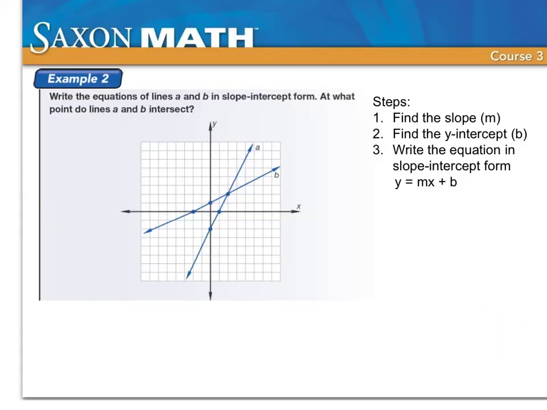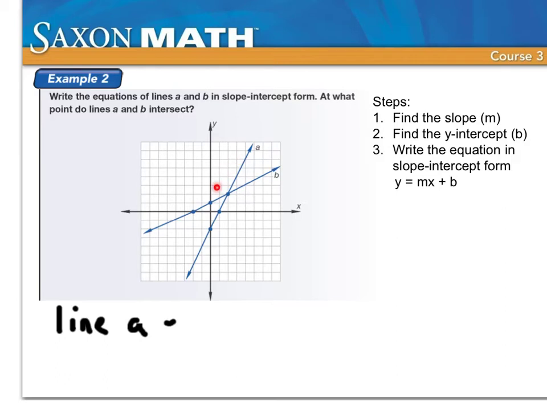Okay, example 2 says to write the equations of the lines a and b in slope-intercept form. And then they ask at what point do lines a and b intersect. So again, I like to just color code things. So we're going to first put line A. And when we do slope-intercept form, I'm going to color code it again. So the very first thing that we need to do is find the slope of line A.